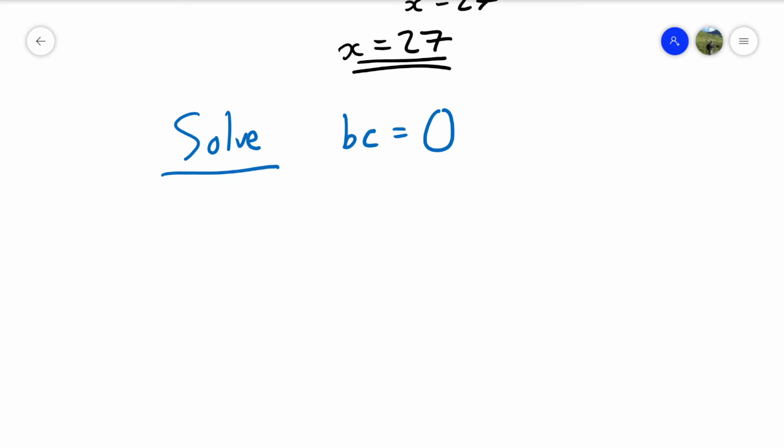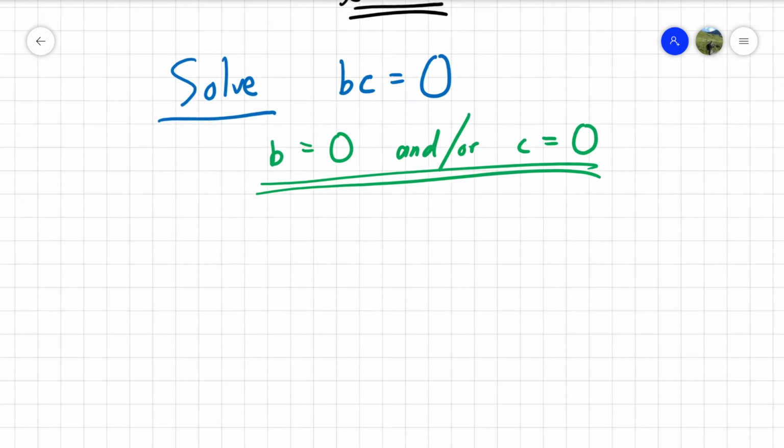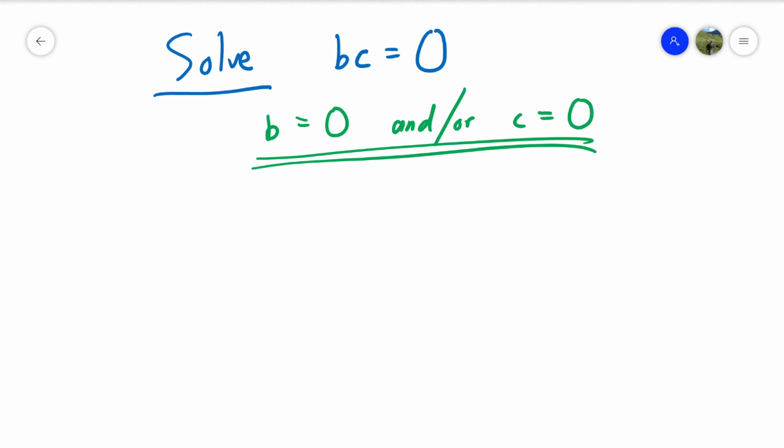Pause the video, have a go in your own time. My answer to this is b equals 0 and/or c equals 0. That is my answer. You might have said not possible. Well, I'm going to say you kind of get points for that as well, but we can quite clearly state something, which is that either b or c has to be 0, which seems like a fairly concrete answer. It's got to be worth noting.